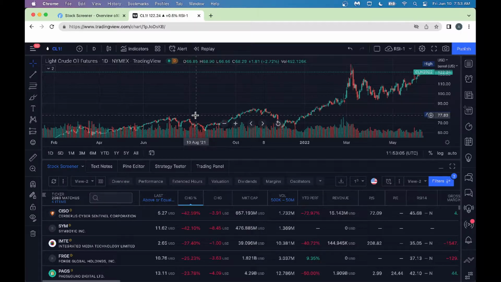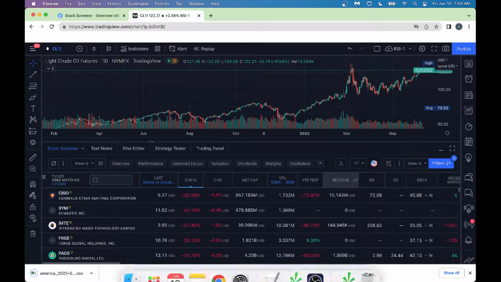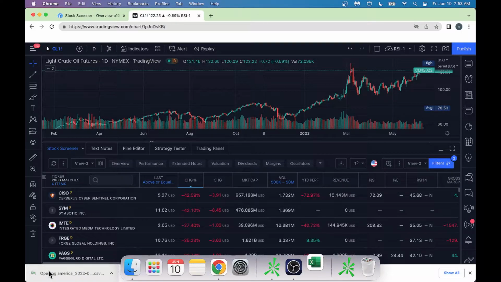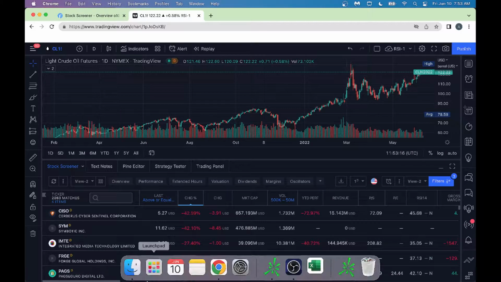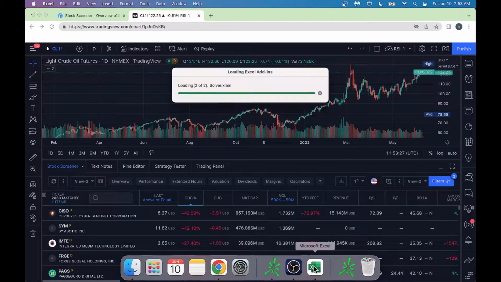subscription, you could download this entire list. I can click on this and download the list onto my desktop. Look, I got a list of stocks here, about 2083. I can open them in an Excel spreadsheet. Look, I've got my Excel spreadsheet loading up, and I could look at them, filter them, and do all these things.